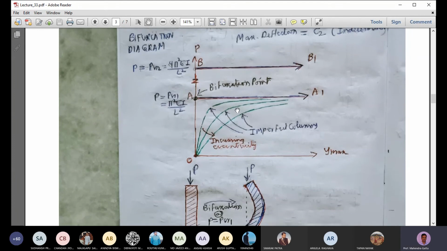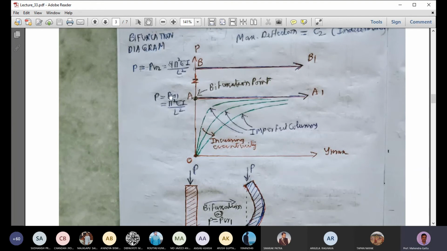So this is a bifurcation diagram I'm showing here. On the x-axis we have the maximum deflection, which is occurring at the center of the column. On the y-axis we have P, the applied load. I have identified certain points here, A and another point B.